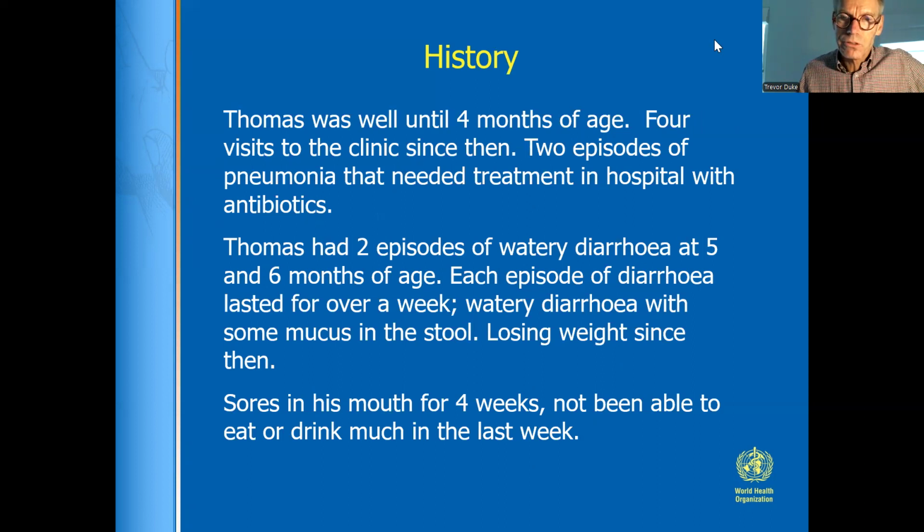So the next step is the history, isn't it? We know that Thomas was well until about 4 months of age, and since then he'd had 4 visits to his local clinic and 2 episodes that needed hospitalization with pneumonia or respiratory infection and treatment with antibiotics. So since 4 months of age, he's been unwell, and during that time, he'd had a couple of episodes of diarrhea as well. Each episode of diarrhea lasted for over a week, with watery diarrhea with some mucus in his stool. And he'd been losing weight really since he'd started to become unwell at the age of 4 or 5 months.